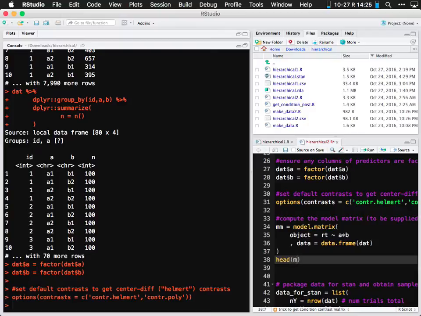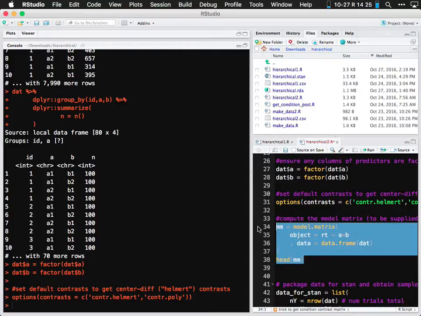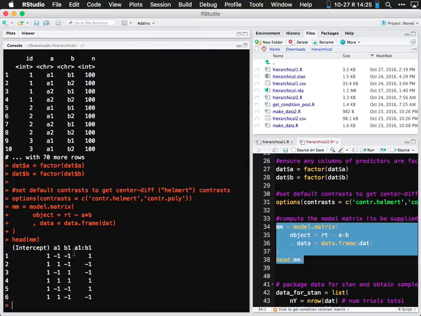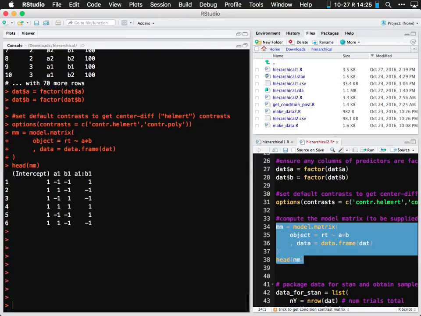So I'm going to say head of MM so we can look at it afterwards. Any of these model matrices will always have a first column with an intercept. We've got a column called A1 that has the numeric coding for what condition you are in for A. You've got another column called B1 that encodes what condition you are in for column B. And you've got this column A1 colon B1, which encodes the interaction term.